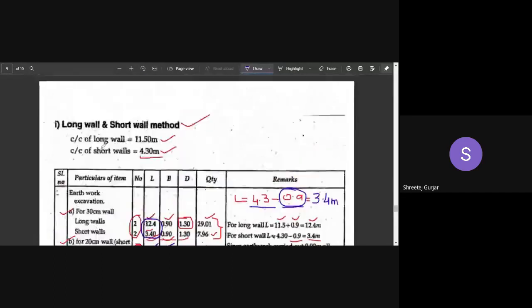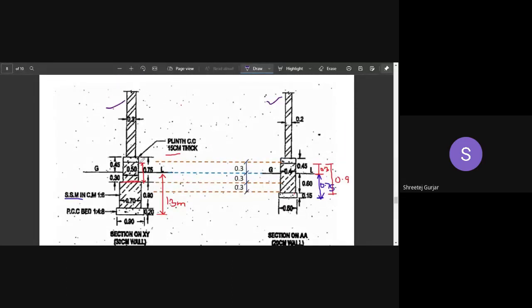Coming to your second step, the width is 0.5 meters, and the height you have to calculate. The height is 0.75 from plinth level to your first step. So I have to reduce this 15 centimeter from this 0.75. So it will be 0.75 minus 0.15, which is 0.6. The height is 0.6, width is 0.5. So that is what we have written here.